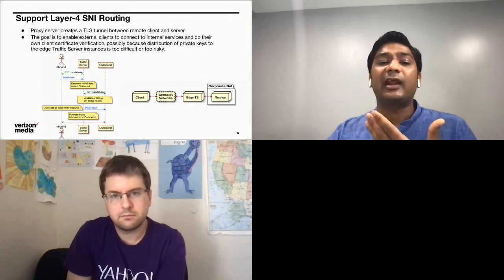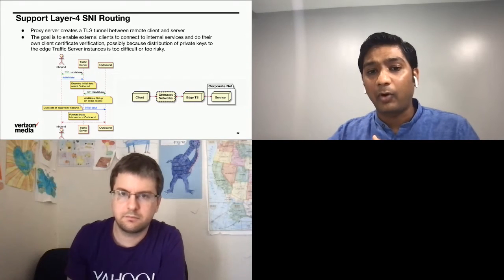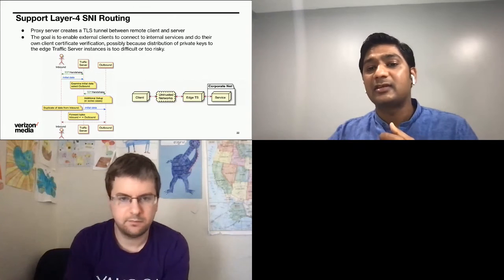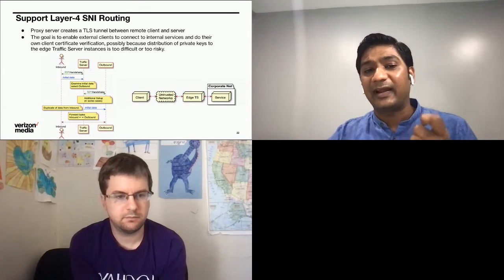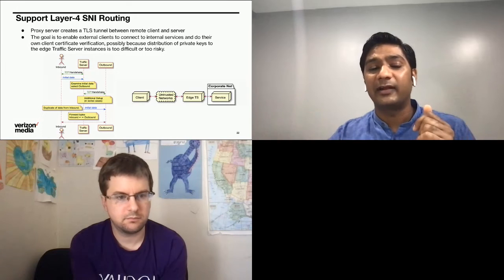So what is SNI routing? SNI routing is a layer 4 TCP routing protocol that allows ATS or any other proxy to create a TLS tunnel between client and server and then move the data between two endpoints without modifying the data.